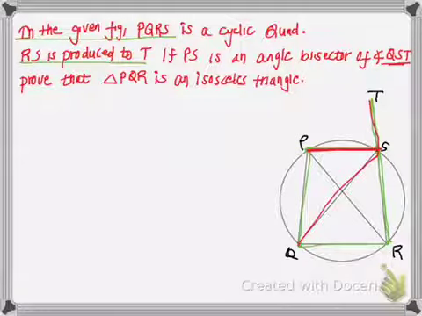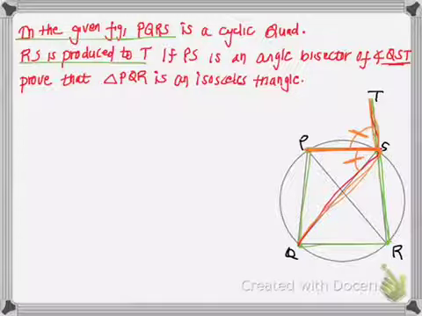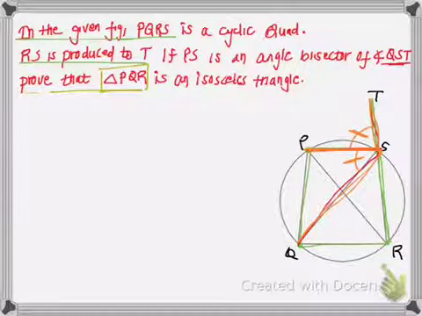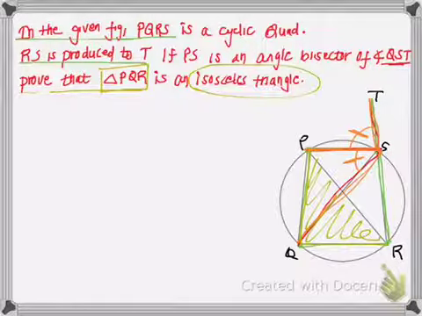so we can say that angle PSQ, this angle is equal to angle PST since PS bisects this whole angle. And using this information we have to prove that triangle PQR, so here is triangle PQR, this triangle is an isosceles triangle.